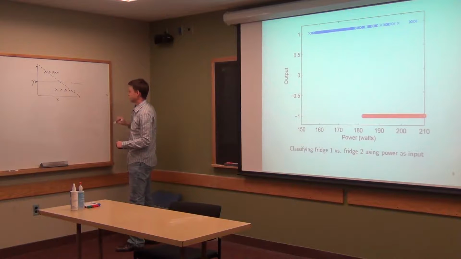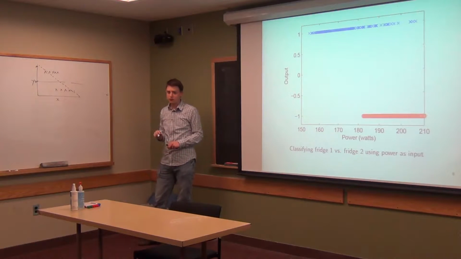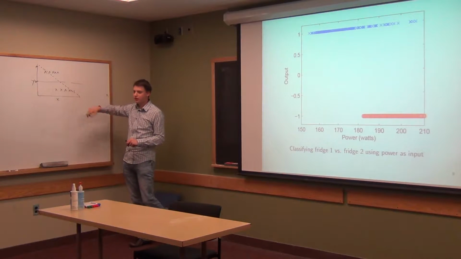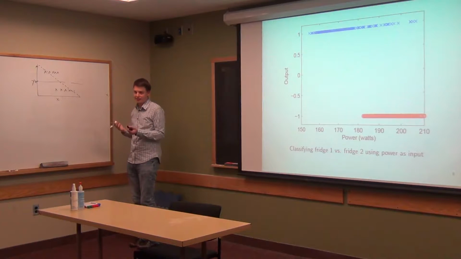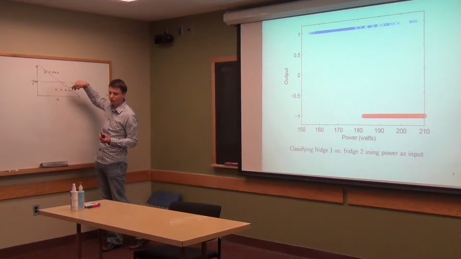Suppose you had one example that was way over here. So it uses a lot of power, and it is fridge 2. Now, this sort of is fine in some sense, right? This line here that we drew still worked fine.